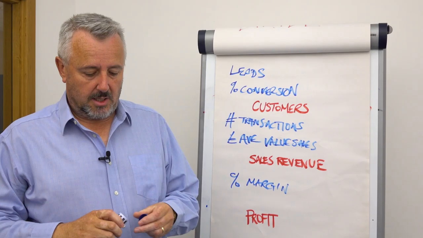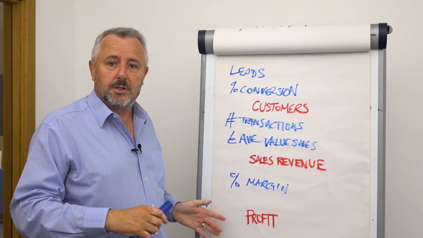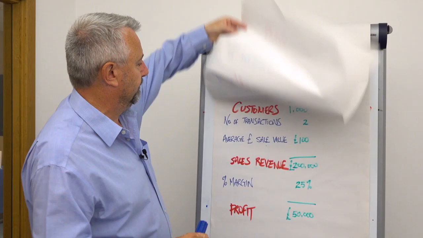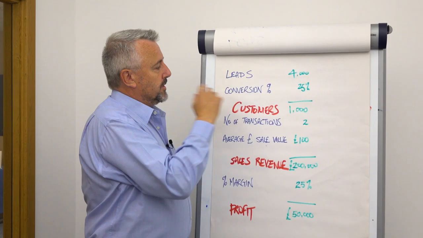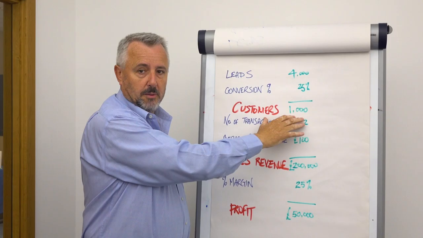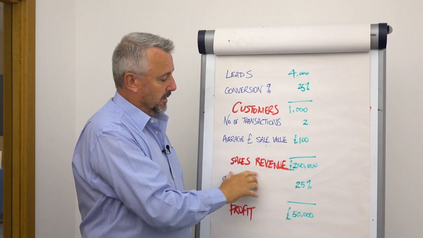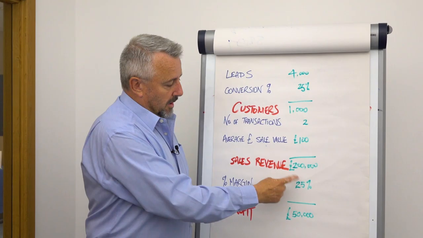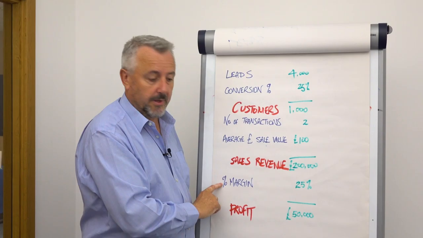Every business that's ever grown at some level has been using this formula. Just to illustrate it with some numbers. So if we've got a business that's doing 4,000 leads in the period and converting one in four, it's going to generate 1,000 customers in that period. Suppose they buy twice at an average sale price of £100, then you've generated £200,000 revenue in this little business. If a quarter of their revenue goes to profit, then they're going to make £50,000.